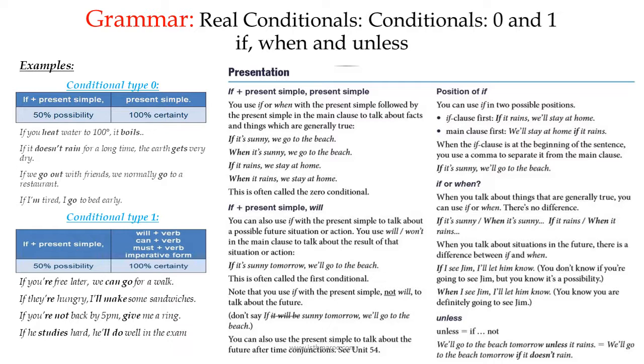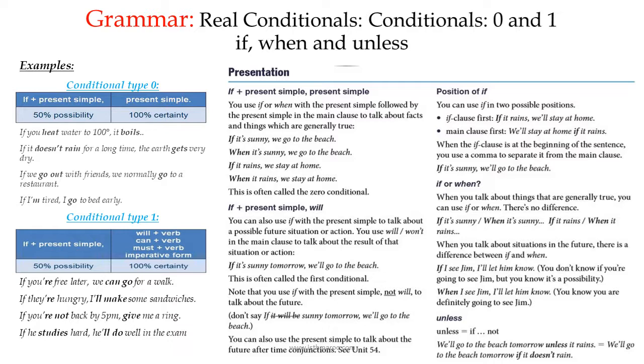We don't use conditional type 0 only for facts, but this is one of its uses. 2, if it doesn't rain for a long time, the earth gets very dry. So this is also a fact and it's normal. If it doesn't rain, if there are no rains, the earth is going to get dry.